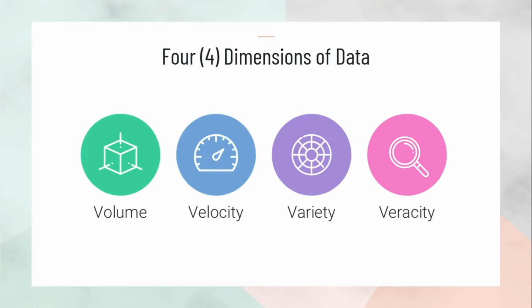4 dimensions of data. We have the volume, velocity, variety, and veracity. Volume. Big data comes in one size, and that is large. Enterprises are awash with data, easily amassing terabytes and even petabytes of information. Velocity.